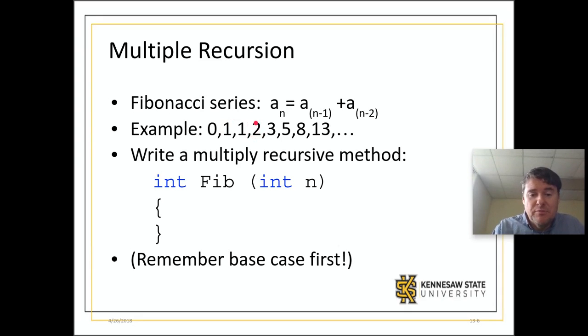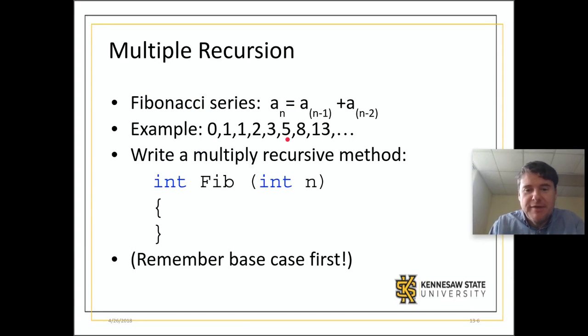The way that you get to that number is every number in the sequence past those 2 ones is going to be the previous 2 numbers added together. So this one is 2 because of 1 and 1. This one is 3 because of 1 and 2. This one is 5.